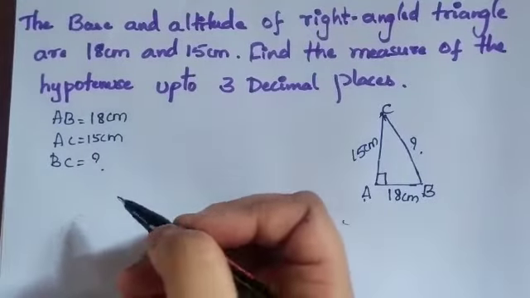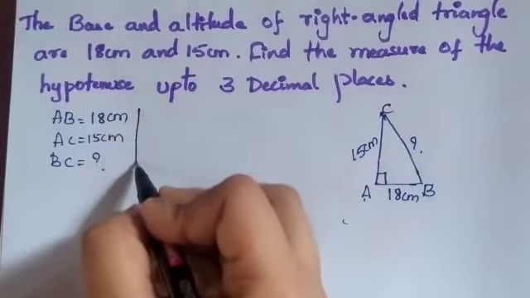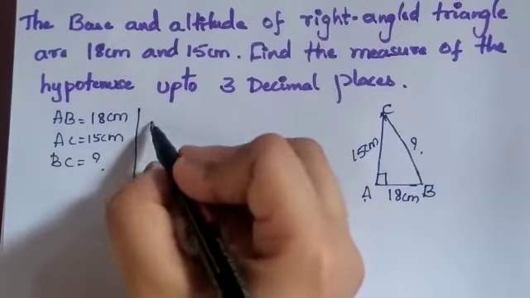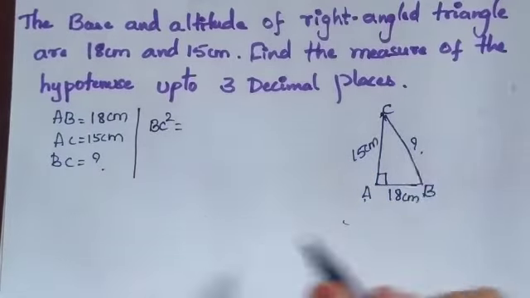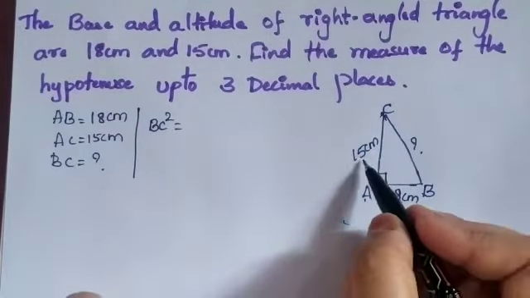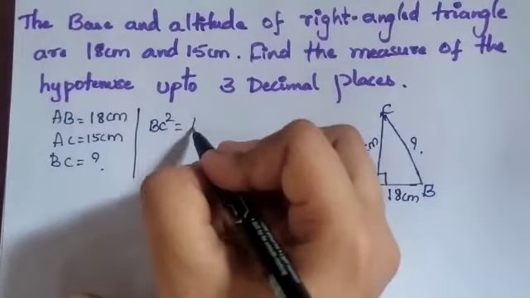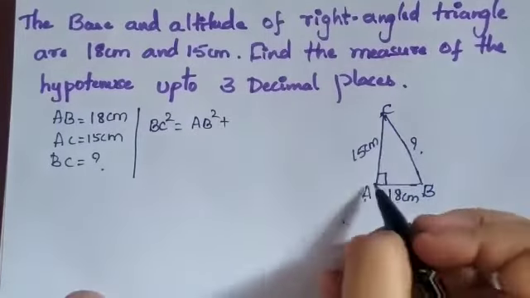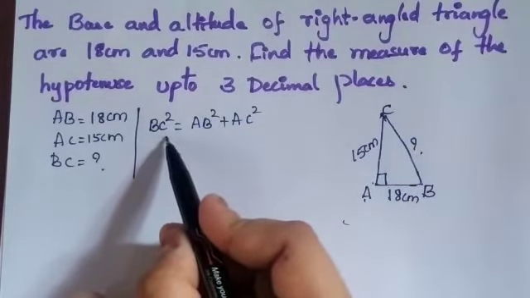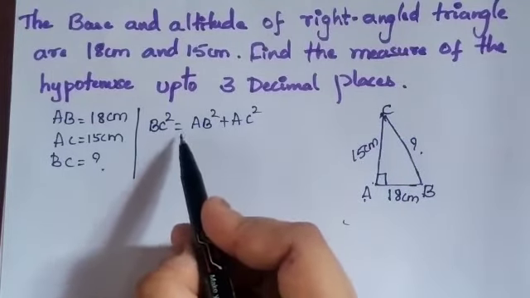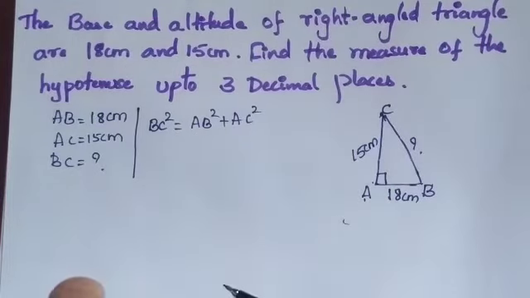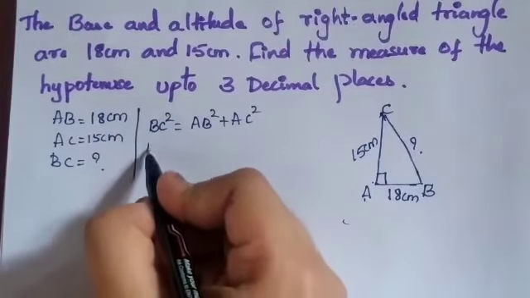Previously I have said the Pythagoras theorem is there. What is that Pythagoras theorem? That formula is: BC square, that is hypotenuse square, is equal to the sum of base square and altitude square, meaning AB square plus AC square. I repeat it: BC square, that is hypotenuse square, is equal to base square plus altitude square. BC square we have to find out.